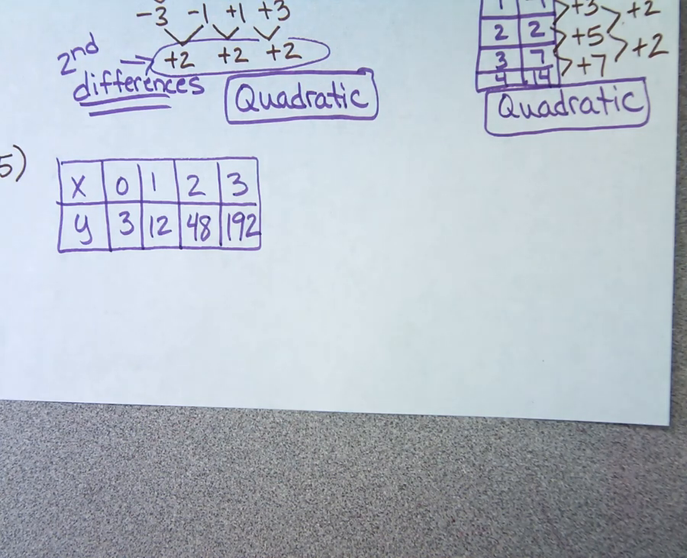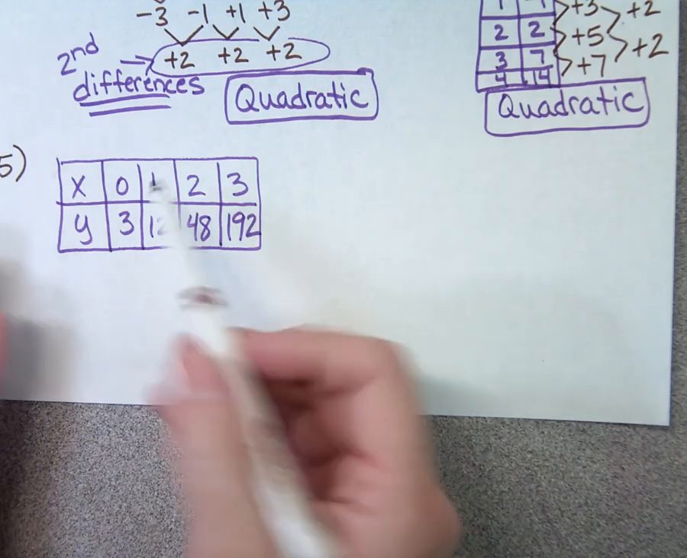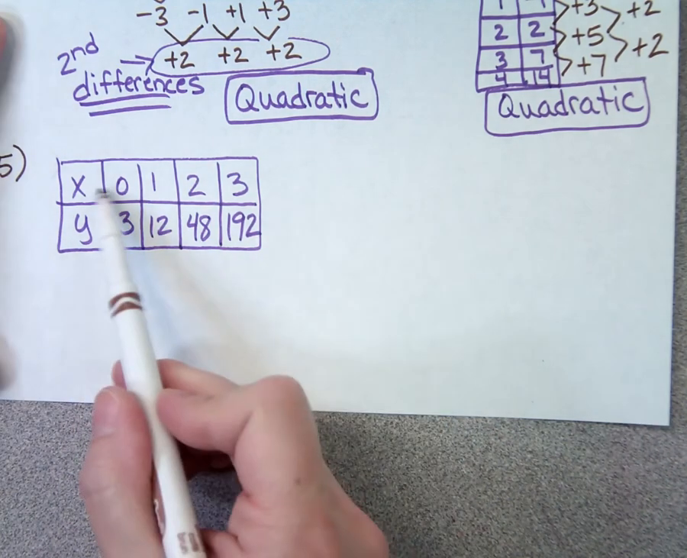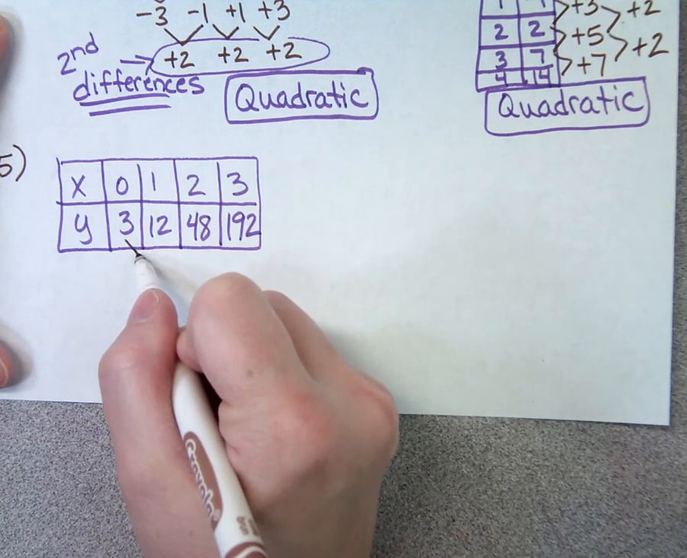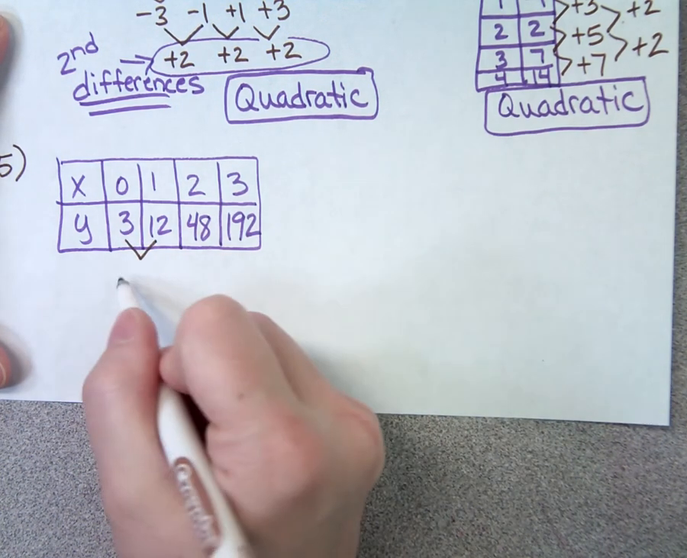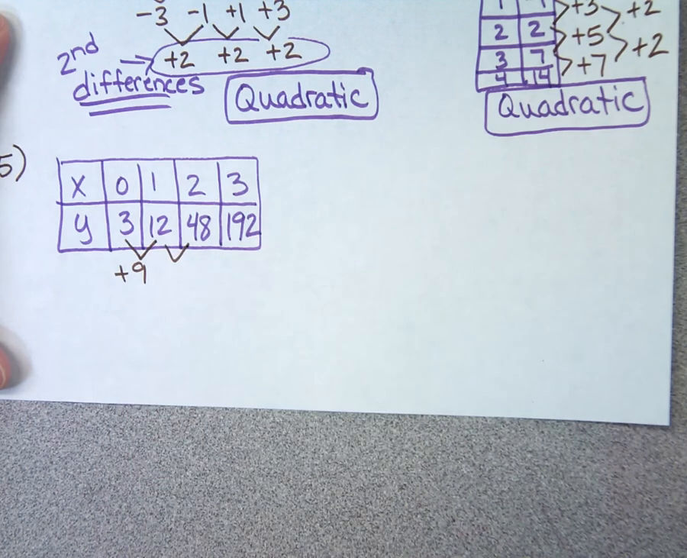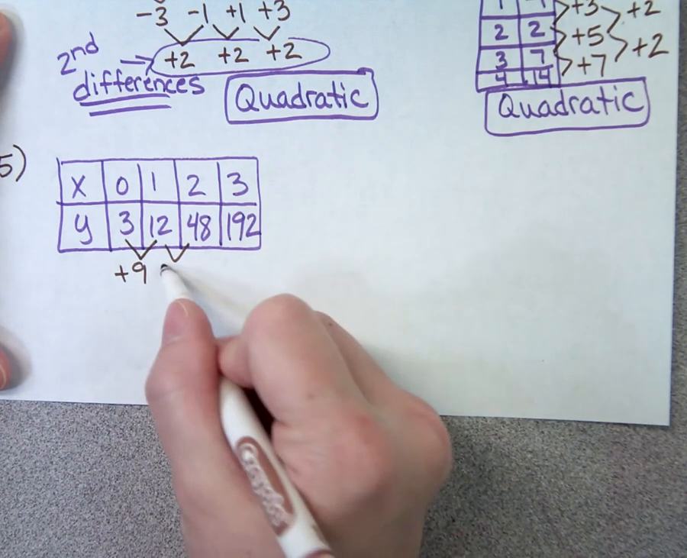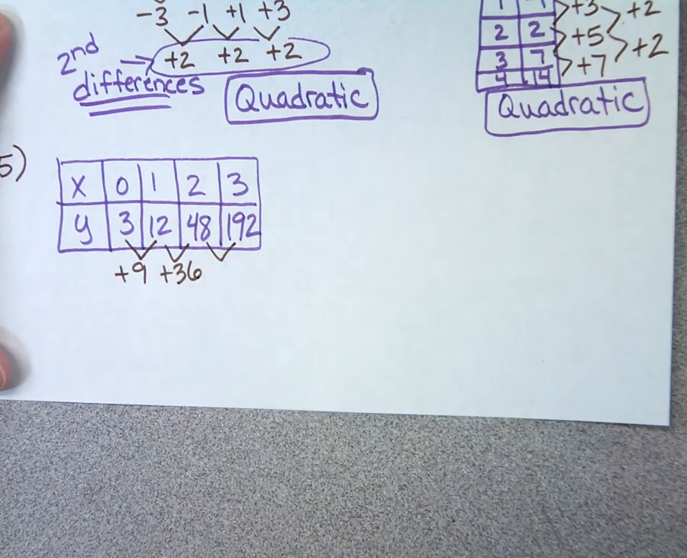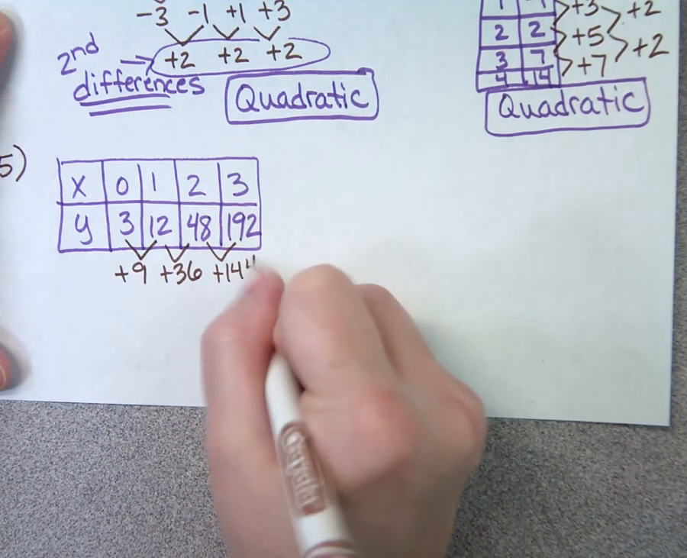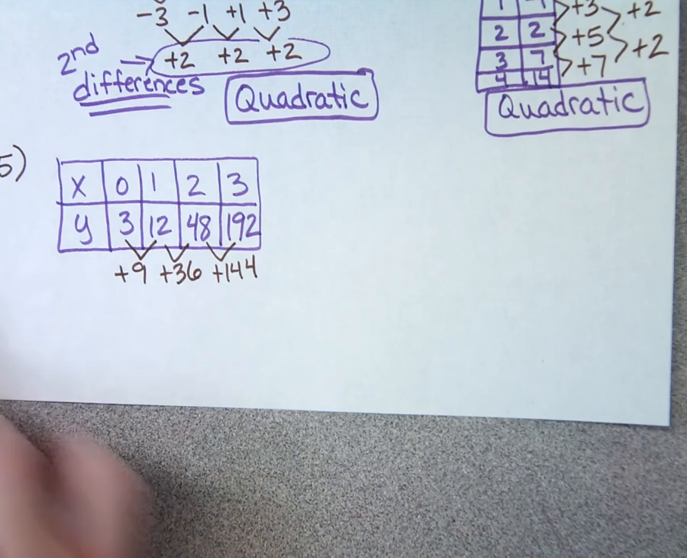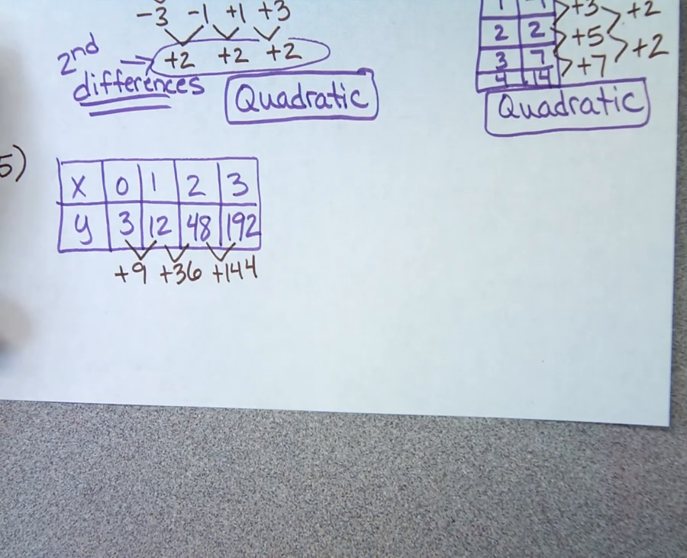Okay, so looking at this, let's see if our x's go up by 1 the whole time. Do the x's go up by 1 the whole time? Yes, they do. So let's find our first differences. How do you get from 3 to 12? You go up 9. How do you get from 12 to 48? You go up 36. How do you get from 48 to 192? You go up 144. Okay, the first differences aren't the same, so let's find the second differences.